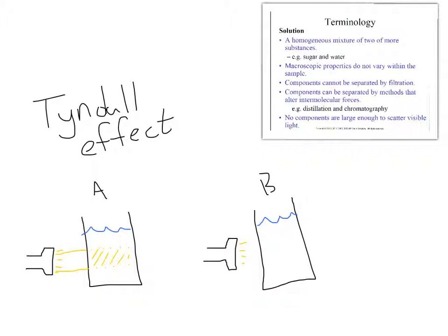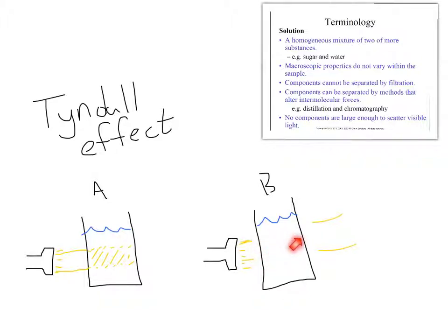However, if you were to shine your light through a solution, since those individual particles, those purple flavorings, those water molecules, or the sugar molecules are so small, the light will just pass right on by them without being scattered. And so when you shine a light through a solution, you don't actually see anything. You'll just see the light coming out the other end, but you will not see the light in between here.